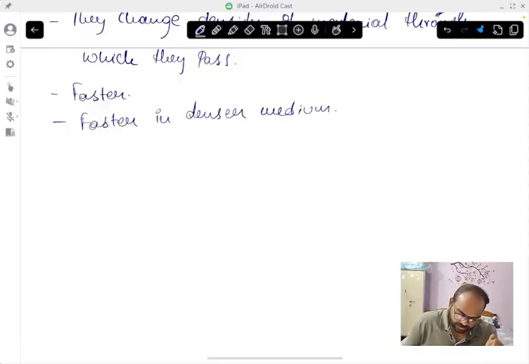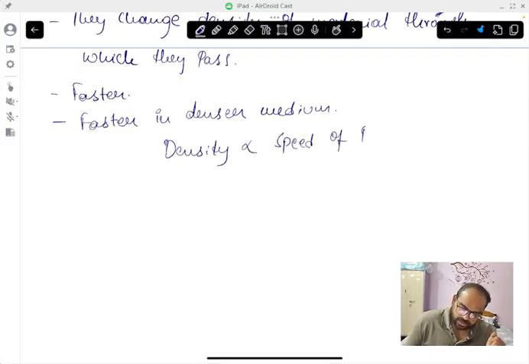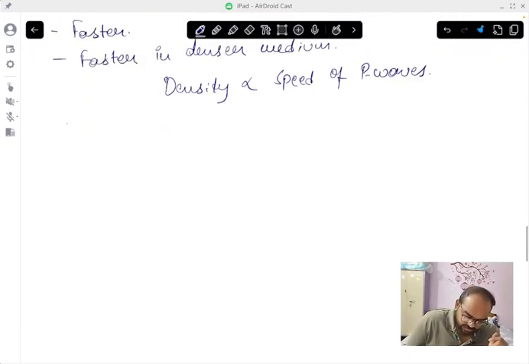As the density of the material increases, the speed of the P waves increases. That means they travel faster in a solid medium compared to liquid and gaseous mediums. Okay, that is P waves. Another one is S waves.